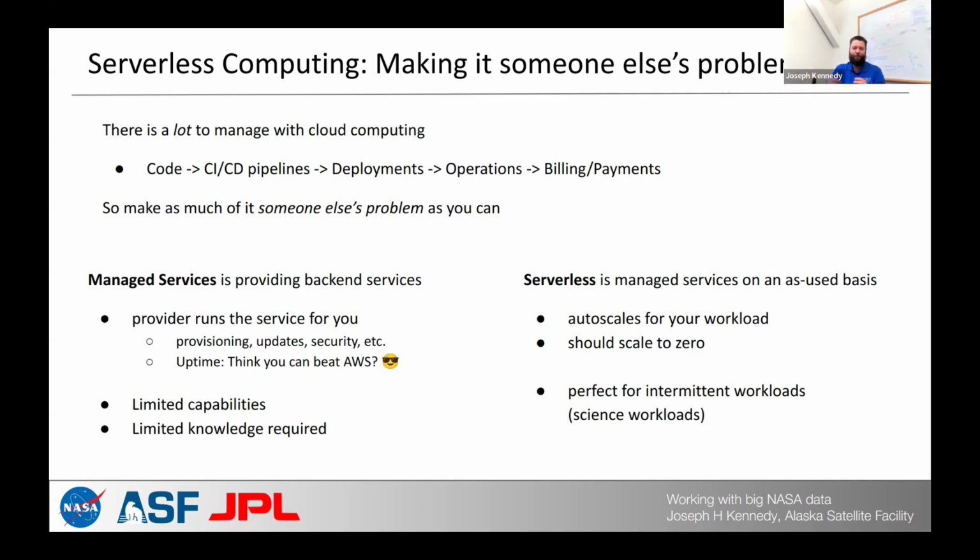AWS provides the service for you. They do all the provisioning, updates, security. They're going to have better uptime than you can, almost always. And the trade-off there is that they're often limited capabilities, so they're not as fully featured as running that service that they're managing for you, but you also need limited knowledge to use it. So instead of running your own Kubernetes cluster, you can use the Elastic Kubernetes service. Instead of running batch processes of your own container runs, you could use AWS Batch.